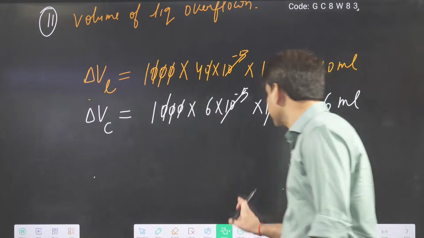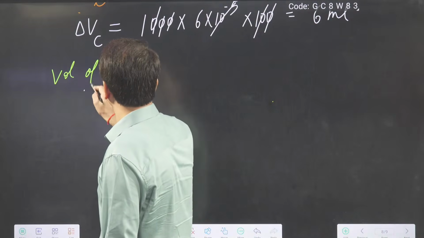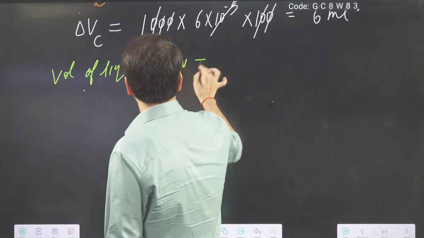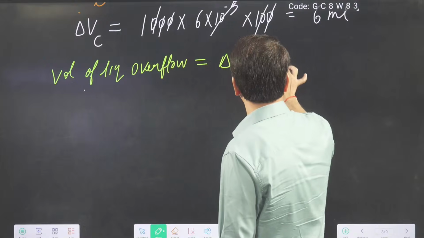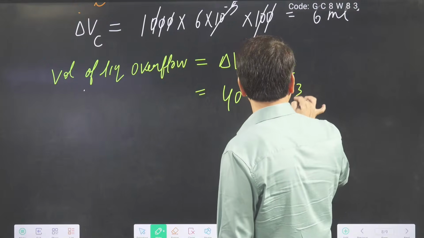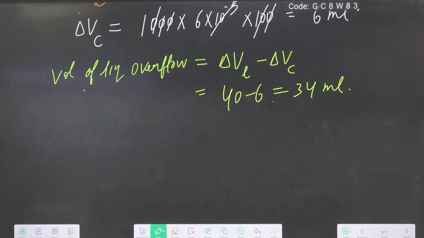Okay, correct. Now the volume of liquid overflow will be equal to delta V liquid minus delta V container. That is 40 minus 6, which is 34 ml. So how much liquid will come out? 34 ml. Everybody understood?